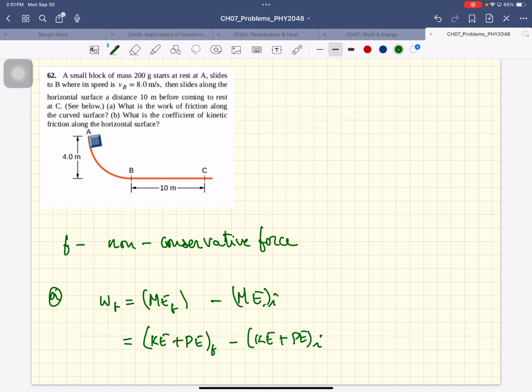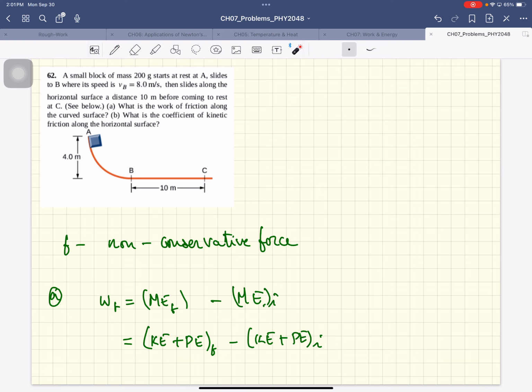What kind of work does friction do? Positive, negative, or zero? Negative. Okay. So friction decreases mechanical energy, and what does it do? It converts it to heat. Okay. All right. So this should come out to be negative.